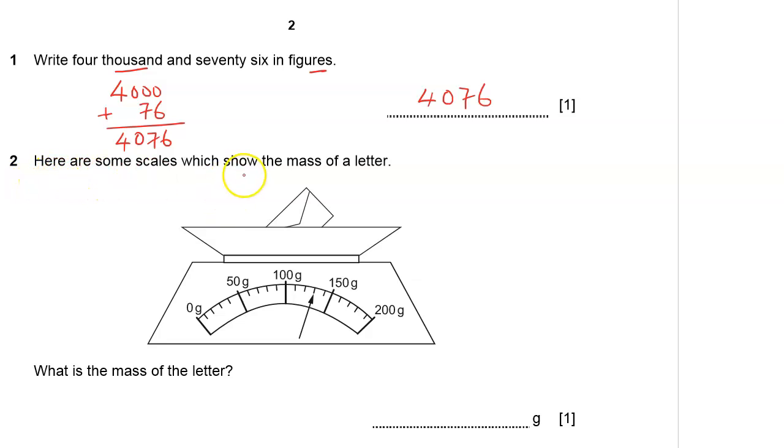Question number 2. Here are some scales which show the mass of a letter. What is the mass of the letter? Looking at the scales, you read the scale correctly. The scale is starting from 0 to 50. Between 0 and 50 we have 1, 2, 3, 4, 5 divisions. Every division in this scale is 10. Therefore, look at where the pointer is. You count from 100. 110 is there, 120, 130. So this point here is 130. So the mass of the letter is 130 grams.